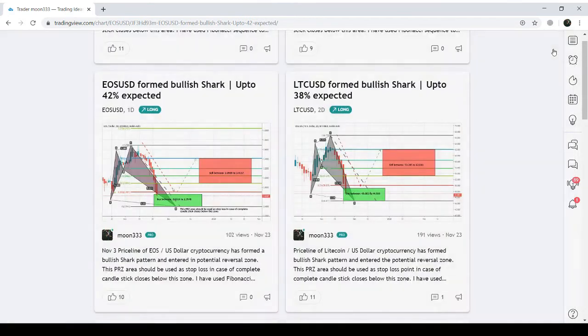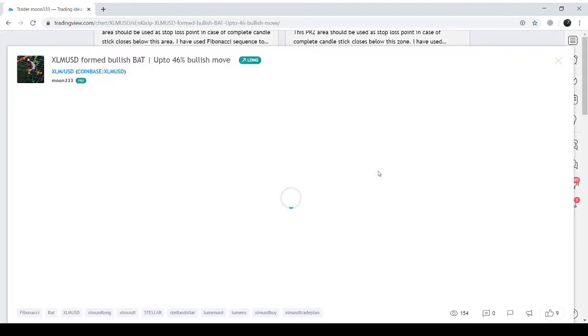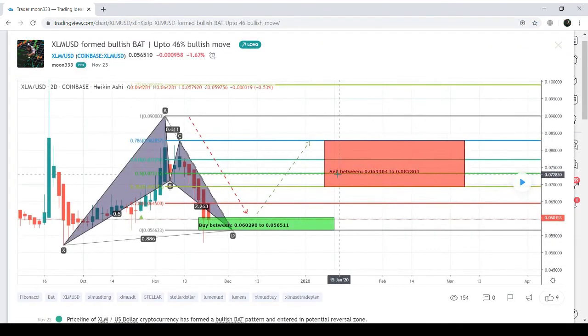And our next coin after EOS with US dollar is XLM with US dollar. And here we can see the price action has formed a bullish bat pattern. This is the initial leg. The A to B leg in bullish bat should be retraced between 0.382 up to 0.50 Fibonacci, not up to 0.618. It should be not more than 0.50 Fibonacci.